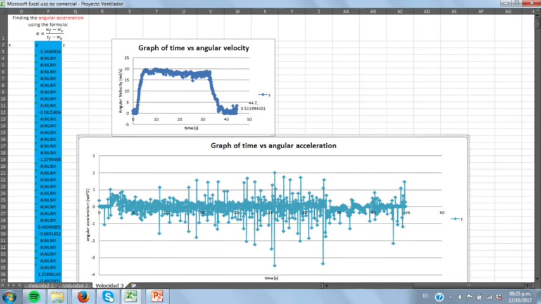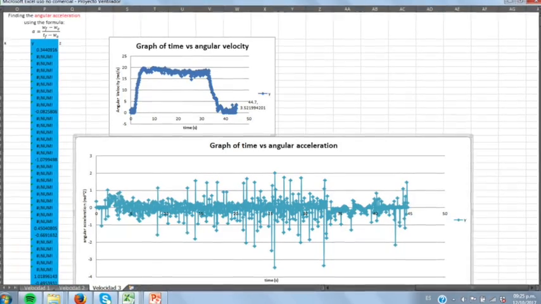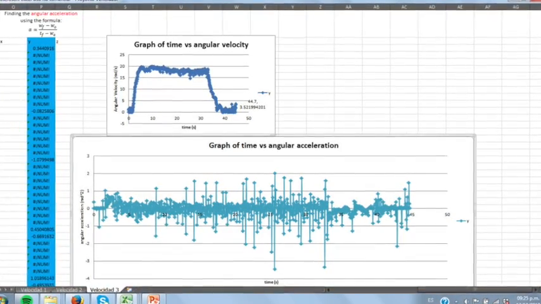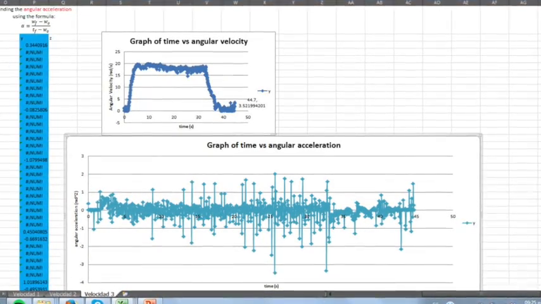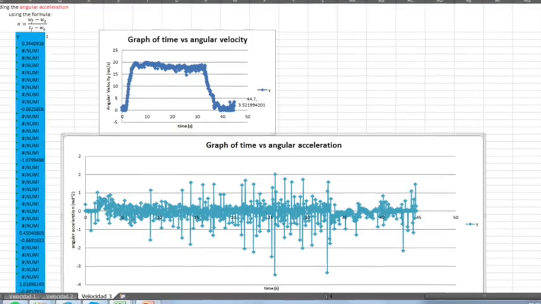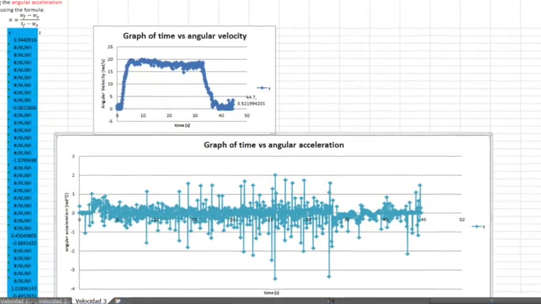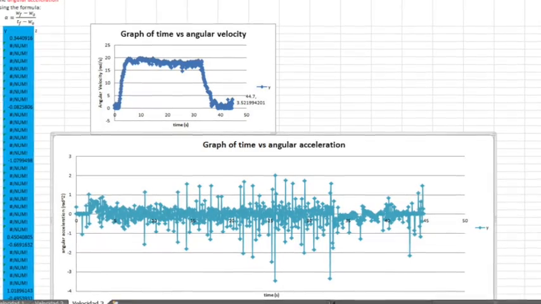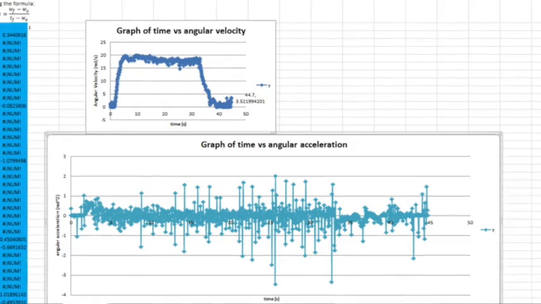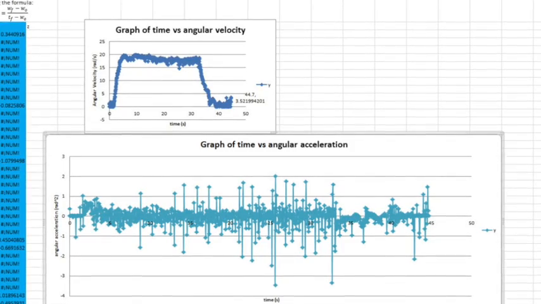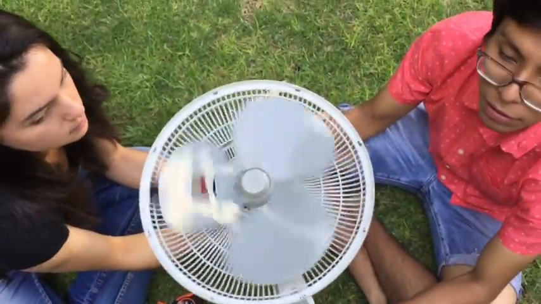The maximum speed interval for the first graph is between 13 and 15 radians over second. The growth interval starts at about second 3 and ends at approximately second 6. This tells us that it takes about 3 seconds for our fan to reach its maximum velocity at speed 1. Its decrease interval starts at about second 31 and ends at approximately second 35, lasting around 4 seconds, showing that it takes the fan about 4 seconds to completely stop.